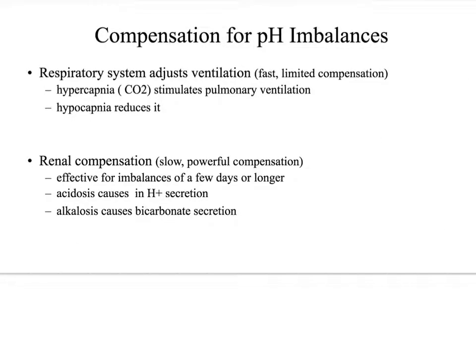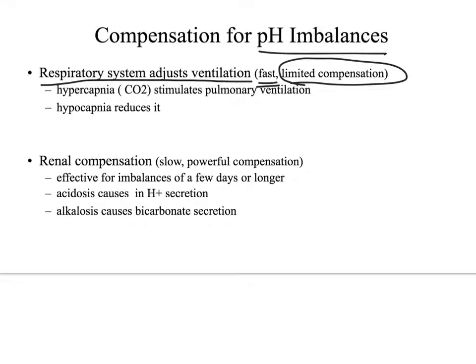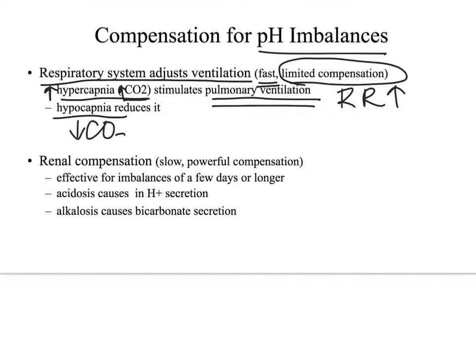Okay, now, the way that we're going to compensate, the respiratory system's going to adjust the ventilation rate. So this is going to be fast compensation. It's going to happen within seconds or minutes, but it's not super powerful. It's not able to totally get rid of hydrogen ions or hold on to hydrogen ions. So if we have hypercapnia, which is an increase in CO2, that's going to stimulate pulmonary ventilation. Our respiratory rate's going to increase. Hypocapnia, which is decreased CO2, it's going to slow down.